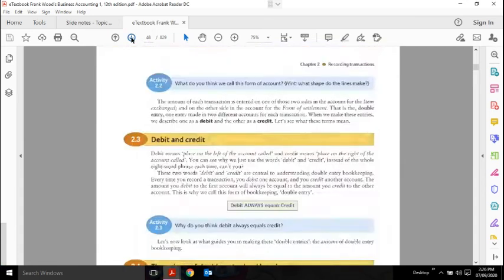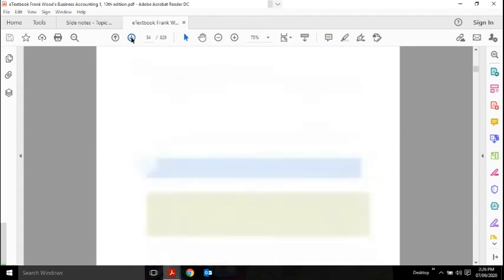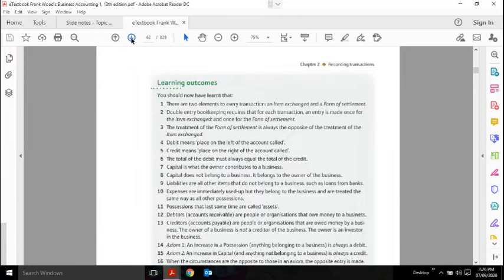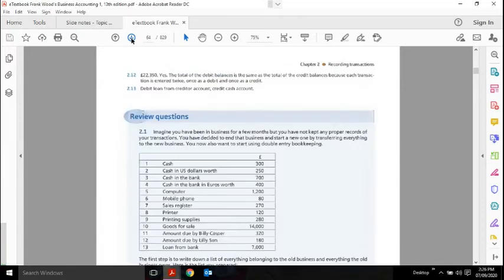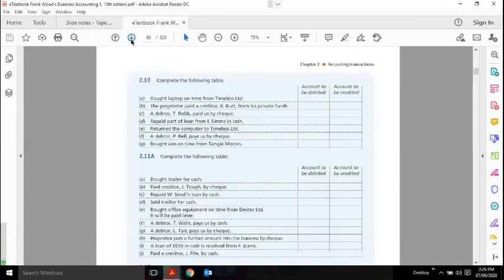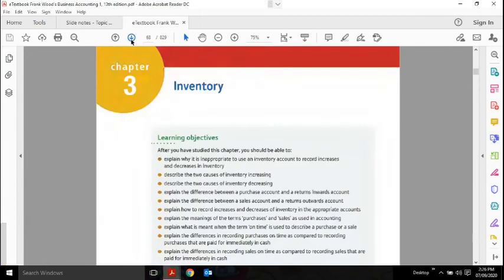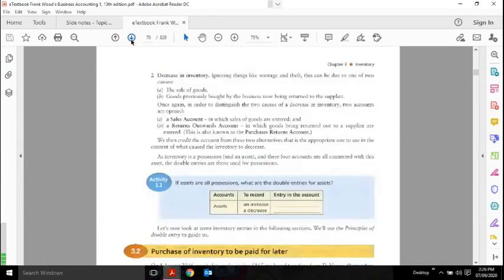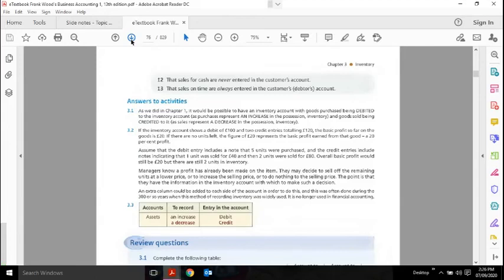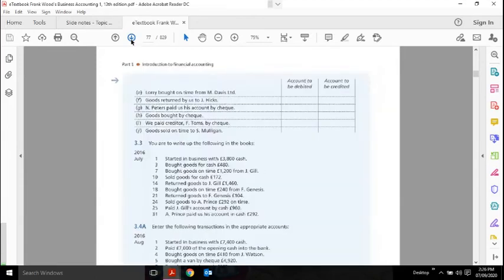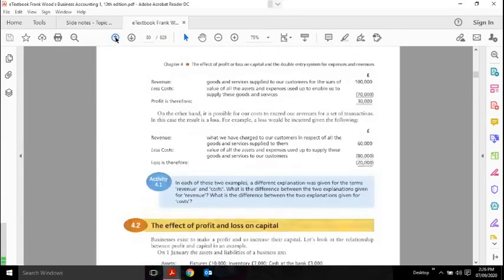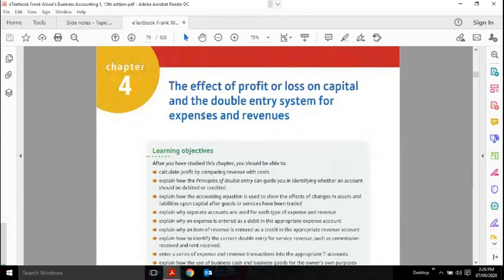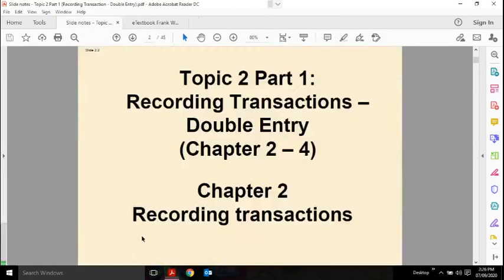We will learn about the double entry, the basic concept, and then in chapter 3, we will learn how to record the inventory. We use a different concept for chapter 3. After that, we will look into how business transactions affect profit and loss, the effect of profit or loss on capital, and the double entry system for expenses and revenue. So we will touch on these three topics under topic 2 part 1.